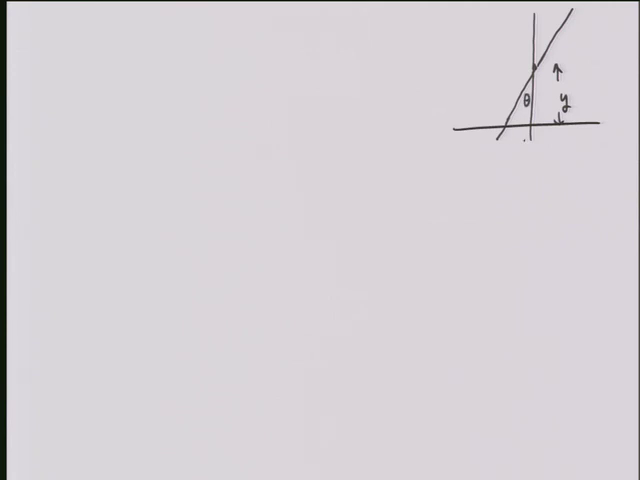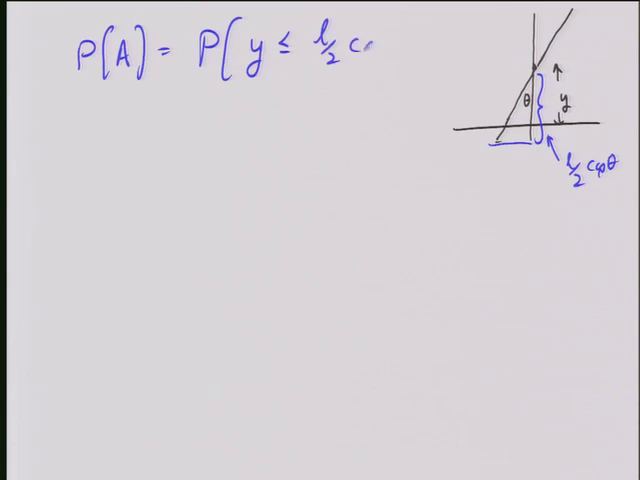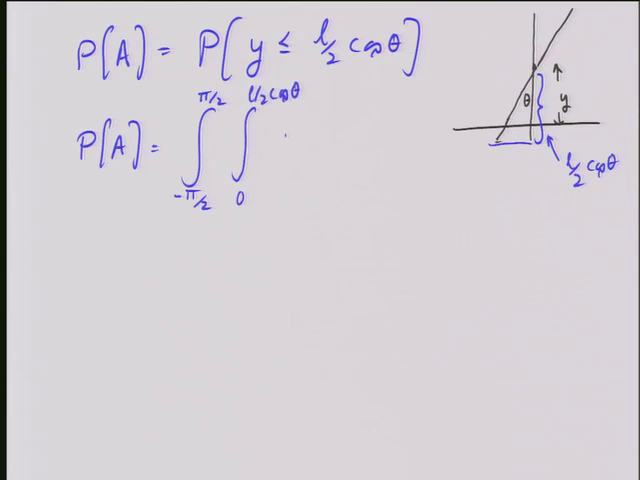And so we said this length, how far it extends, was equal to L over 2 cosine theta. And so we said the probability of A is the probability that y is less than or equal to L over 2 cosine theta. So if we want to write out the probability of A, we just integrate over theta and y less than this. So theta goes from minus pi over 2 to pi over 2. Y goes from 0 to L over 2 cosine theta.